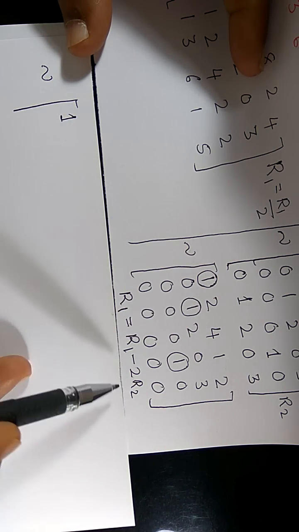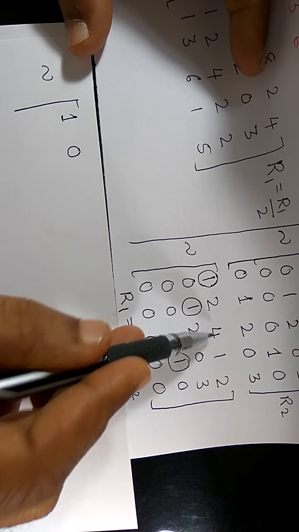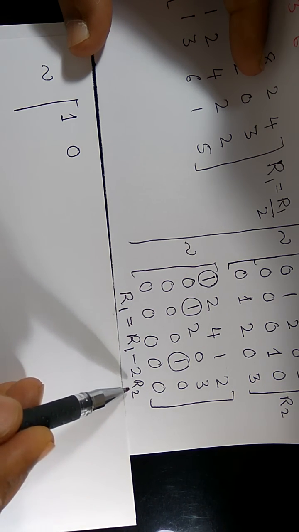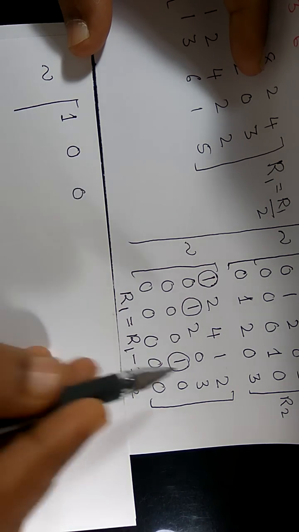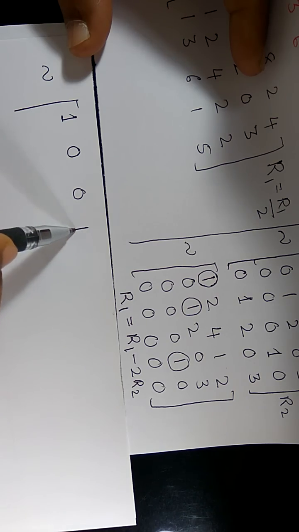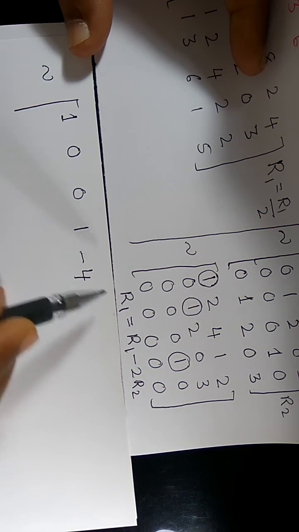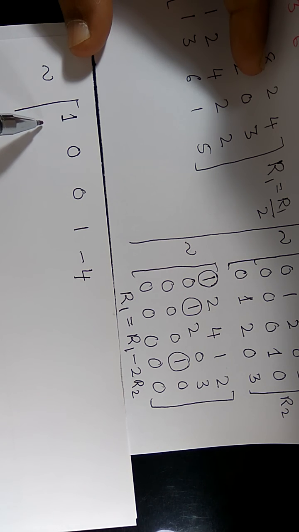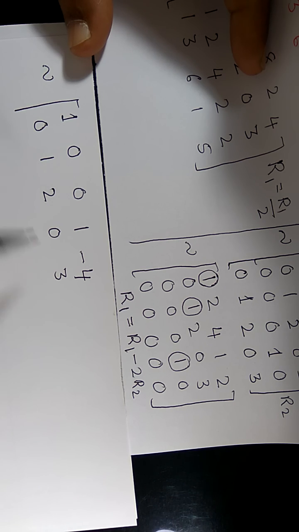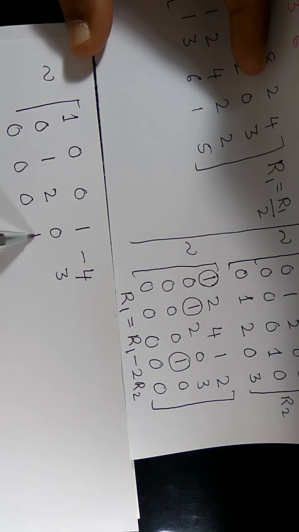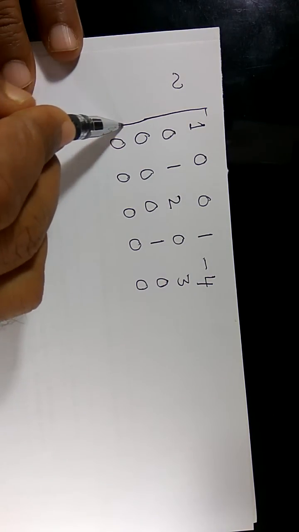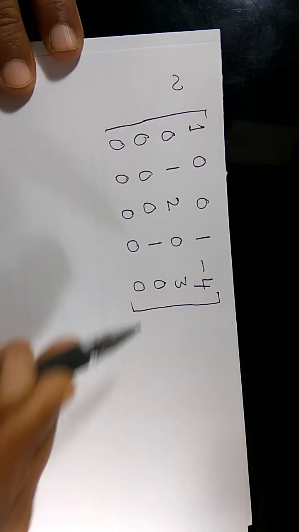right? So 2 minus 2, it becomes 0. So 4 minus 2 into 2, 4. 4 minus 4 is 0. 1 minus 0, 1 only. So 2 minus 6, it means minus 4. Other rows remain as they are. So 0, 1, 2, 0, 3, right? So 0, 0, 0, 1, 0, and the last row remains as it is, right? So this is the new equivalent matrix.